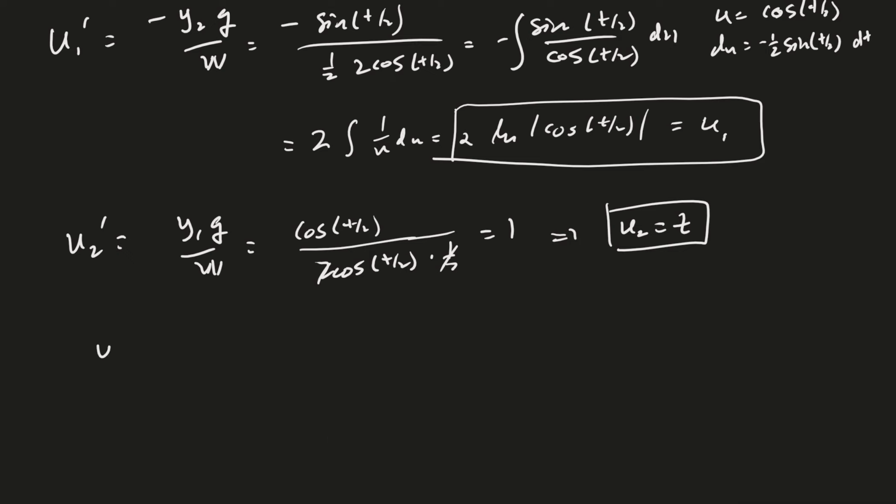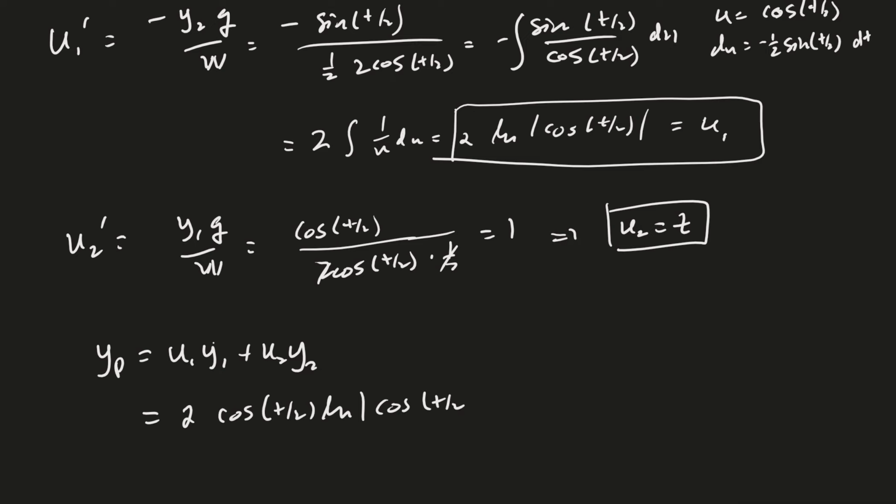Good. And now our particular solution is u1 y1 plus u2 y2. And again, plug everything in. u1 was equal to this expression. So y1 was cosine. So we have a 2 cosine t over 2 natural log cosine t over 2. Okay, so that's that expression. u2 times y2, that's going to be the sine times t, so that's going to be t sine t over 2. Good. And so that is our particular solution.